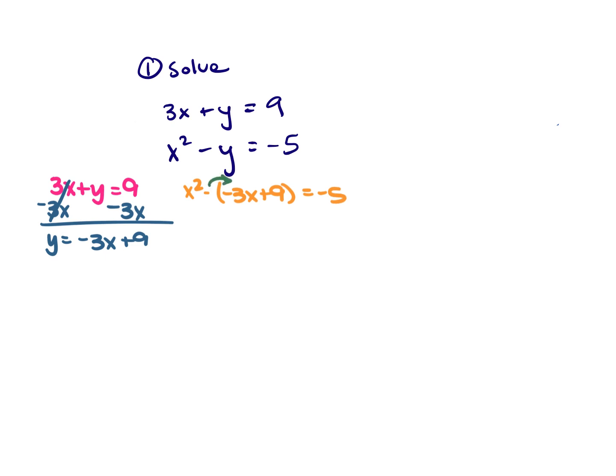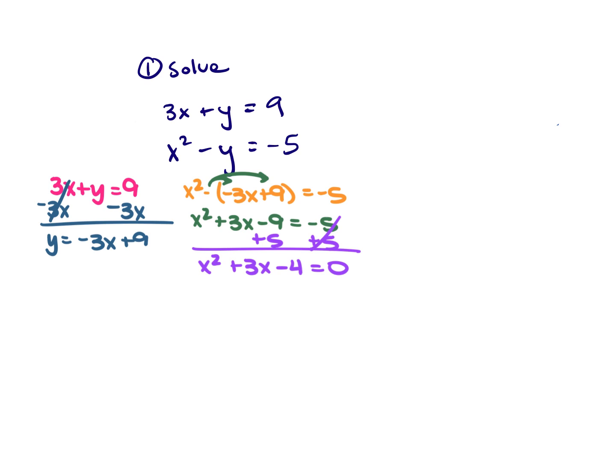You're going to distribute that negative into that -3x plus 9 first. So you're going to have x squared plus 3x minus 9 is equal to -5. Because there's an x squared there, you got to move everything over on the same side as that x squared. So add the 5 over. That gives you x squared plus 3x minus 4 is equal to 0. Your factors of -4 that add up to be +3 are 4 and -1. So this is going to factor to give you x plus 4 times x minus 1 is equal to 0.